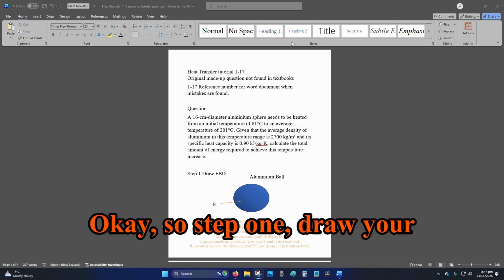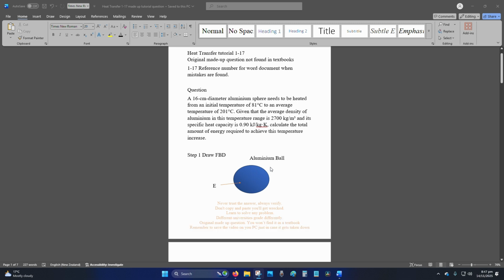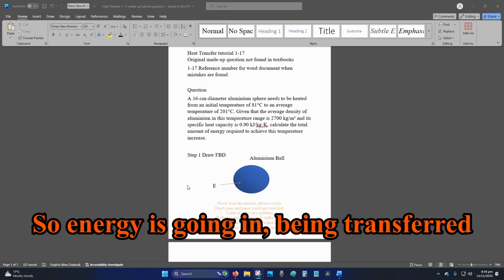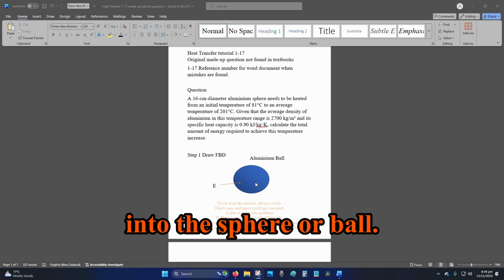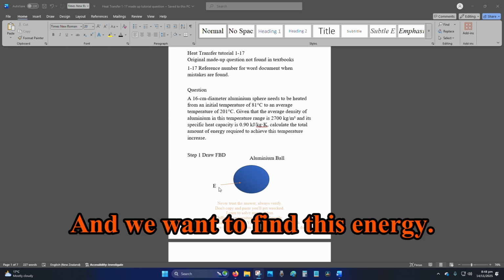Okay, so step 1, draw your free body diagram, your FBD. This will help you visualize the problem. So energy is going in, being transferred into the sphere or ball, and we want to find this energy.